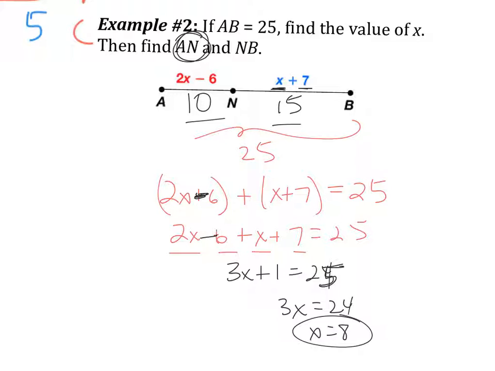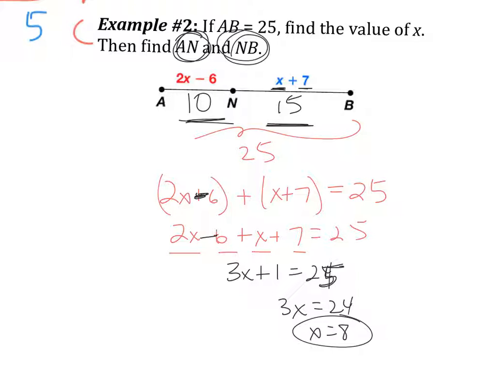So a lot of times what we do with the geometry is we have you plug it back into the angles, plug it back into the segments, so that you can use that as your check. Okay, and now you can see, oh, the sum of these two lengths do add up to be 25, which means it must be right.